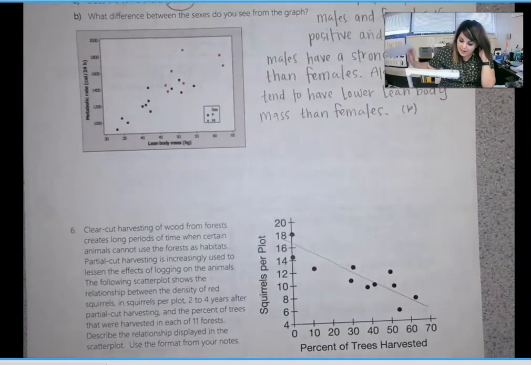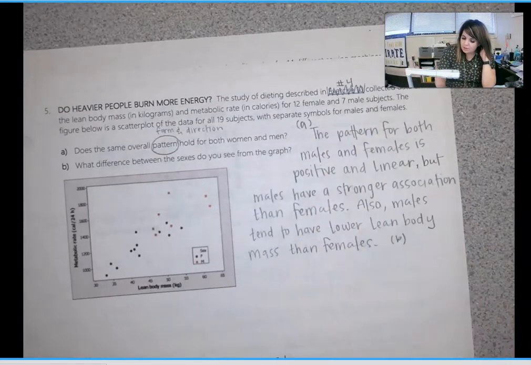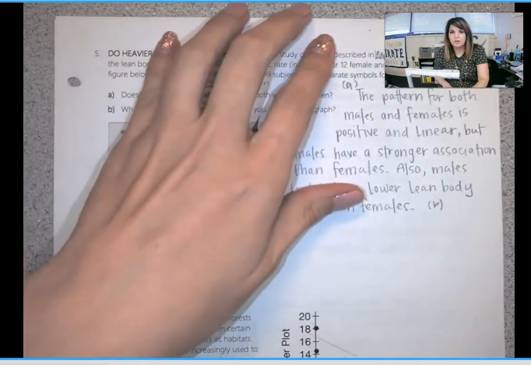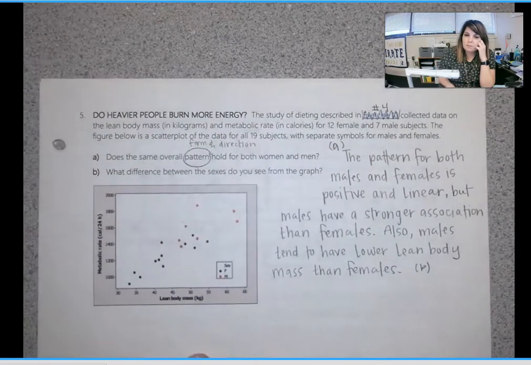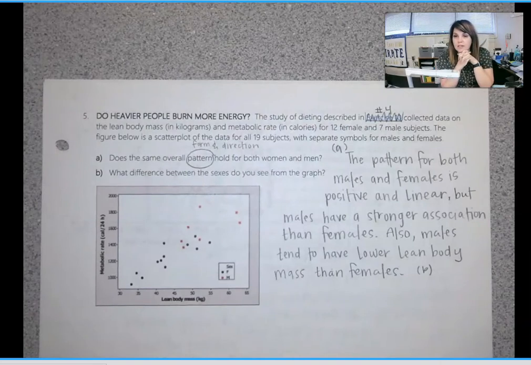Okay, number 5. This says described in problem 11 or 10. Really, it was problem 4. So this one is not necessarily asking you to follow the phrases to memorize from our notes. It's asking you some specific questions. So does the same overall pattern hold for both men and women? And what difference between the sexes do you see? And I think that you can answer both of those questions with one response, so that's what I did.